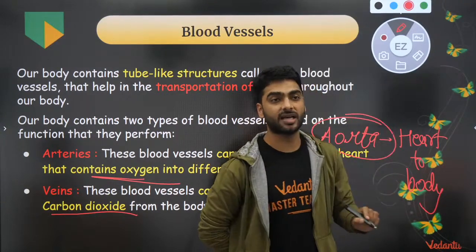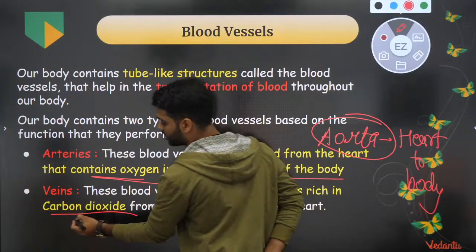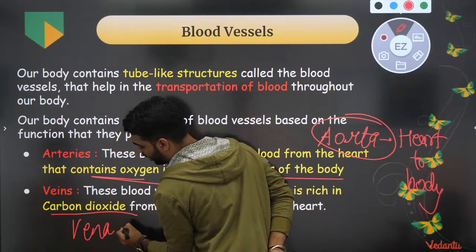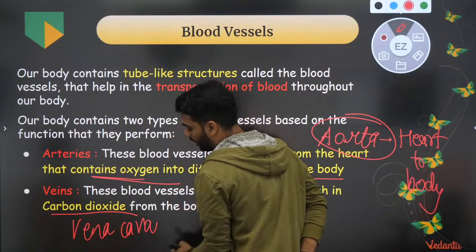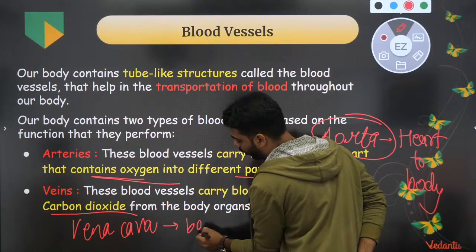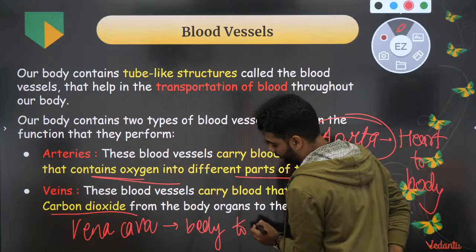Aorta, it is the largest artery. Talking about veins, the largest vein is the vena cava. It will take blood from the body to the heart.